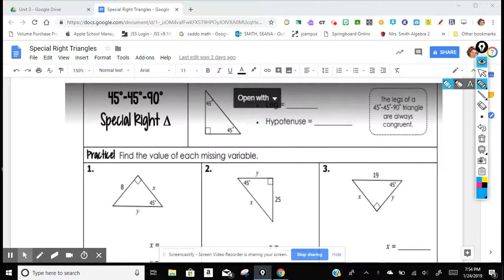Okay, guys, we're going to look at 45-45-90 triangles and how you would label them with the formulas first, so that you can find the measure of each side without having to do things like the Pythagorean theorem and sine, cosine, tangent, the stuff that we're fixing to learn.